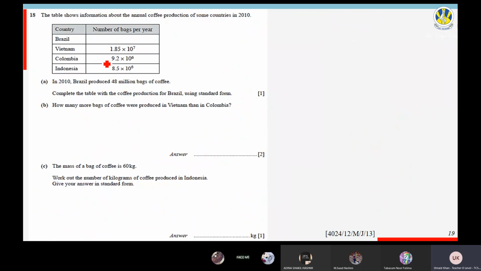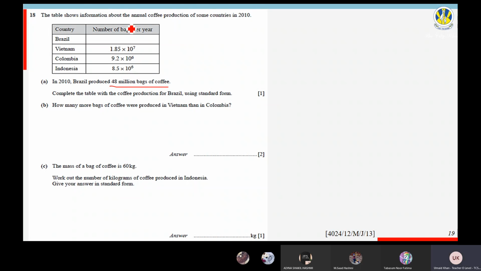Okay, so these are the answers written on the right hand side from the marking scheme. Now, question number 18. Again, I have selected different questions from the past paper exam so that you can practice all different kinds of questions that you can get in the exam. In this question, I'm given a table which shows information about annual coffee production of some countries in 2010. So 4 countries are given: Brazil, Vietnam, Colombia, and Indonesia. Now we have to complete the table with the coffee production for Brazil. Brazil's coffee production is 48 million bags of coffee.